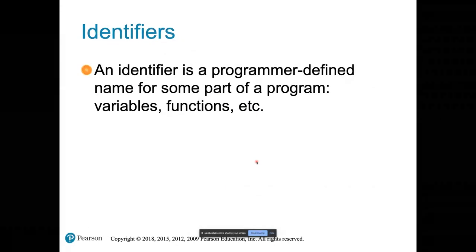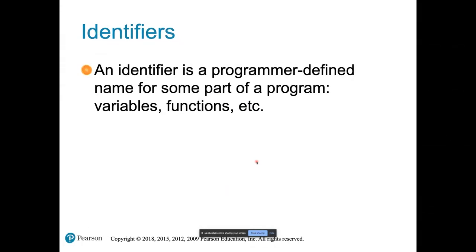An identifier is a programmer-defined name for some part of a program: variables, functions, and etc. So you can later on define functions and names and identifiers for parts of code, and we'll go into that more as we go throughout this chapter. But that's just to identify certain parts of the program.